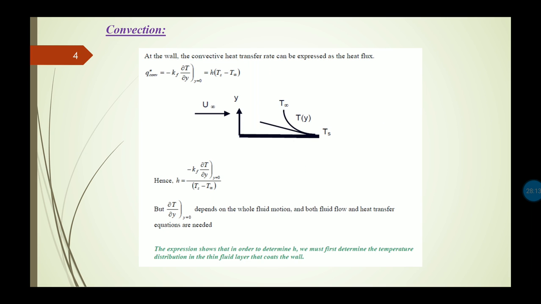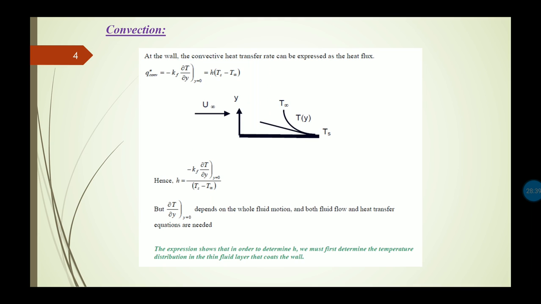Now at the wall, the convective heat transfer rate can be expressed as the heat flux. So that means Q convection equals minus Kf dT/dy at y equals 0, which equals h multiplied by the temperature difference. So from this equation we get the value of the convective heat transfer coefficient h equals minus Kf dT/dy at y equals 0 divided by the temperature difference.